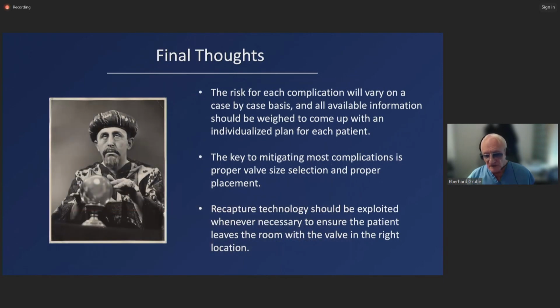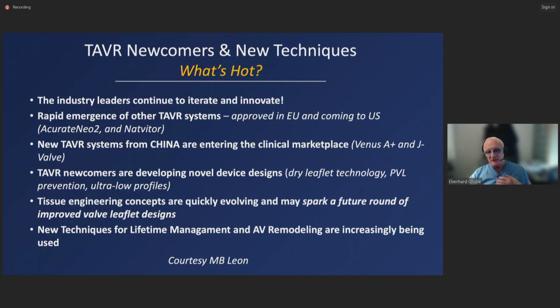My final thoughts: the risk for each complication will vary on a case-by-case basis, and all available information should be weighed to come up with an individualized plan for each patient. The key to mitigating most complications is proper valve size selection and, of course, proper placement. Recapture technology can and should be exploited whenever necessary to ensure the patient leaves the room with the valve in the right location. And I would like to finish with the wise words of our mentor, Dr. Leon. What's hot in TAVR newcomers and new techniques?